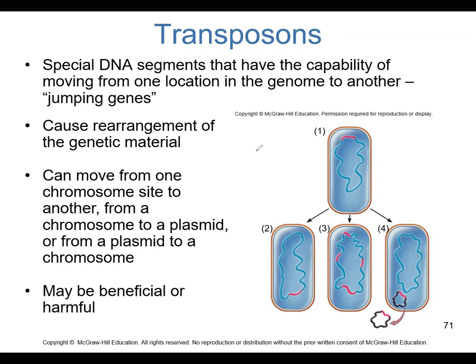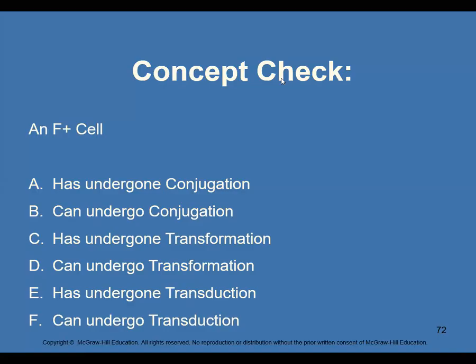So this is just genes moving around, so you get different combinations, because you're going to change the sequences a little bit. It can go from one side of the chromosome to another, from a chromosome to a plasmid, or from a plasmid to a chromosome, all these different methods. And those are jumping genes.